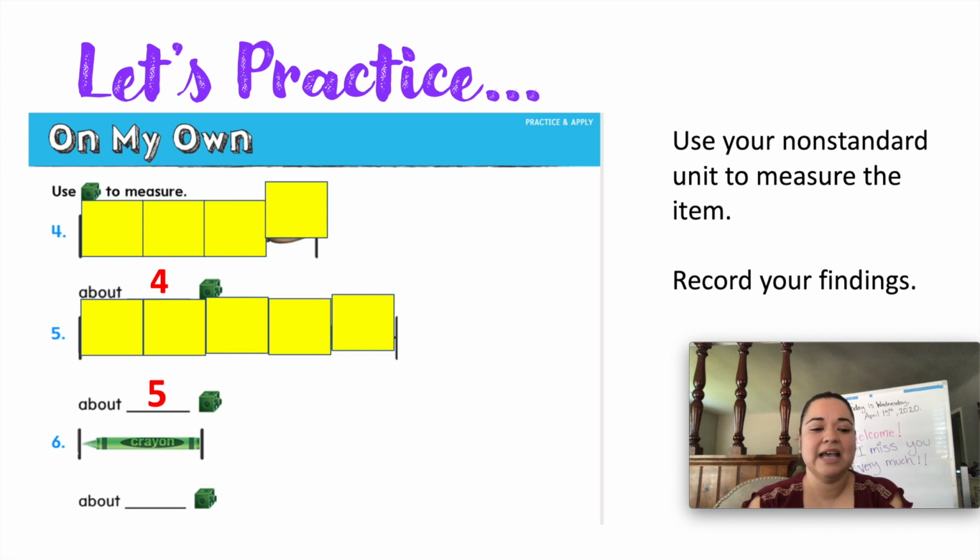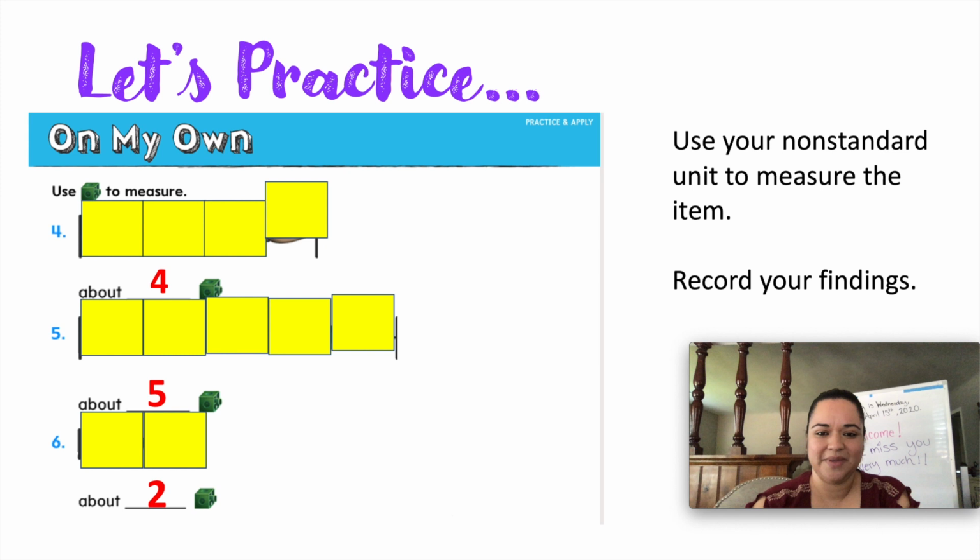And last, I see the crayon. Go ahead and measure it using your non-standard unit. Okay, mine is 1, 2. The length of the crayon is about 2 cubes long. What was the length with your non-standard unit? Awesome job.